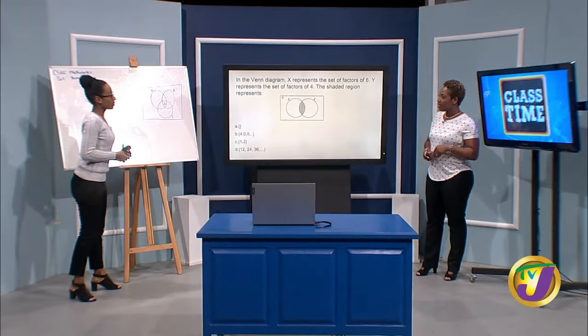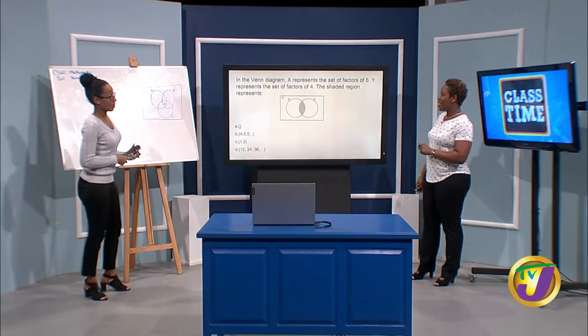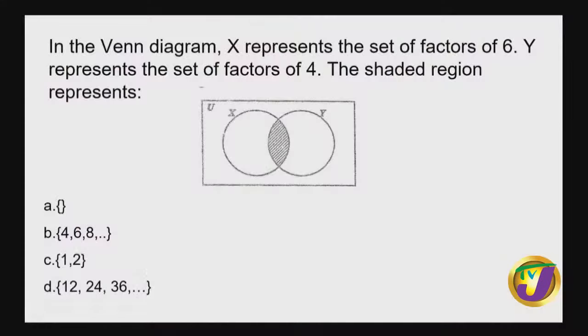Let's look at the third one now. In the Venn diagram, X represents the set of factors of 6. Y represents the set of factors of 4. The shaded region represents... I was going to say X intersect Y, but that's not the option right there.